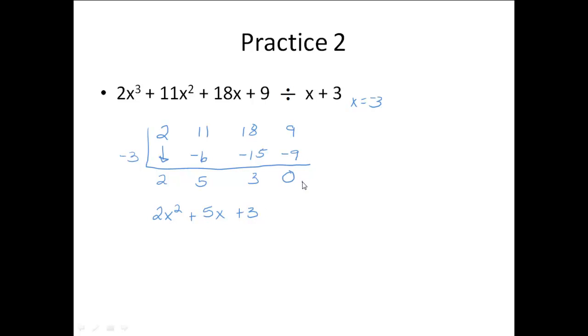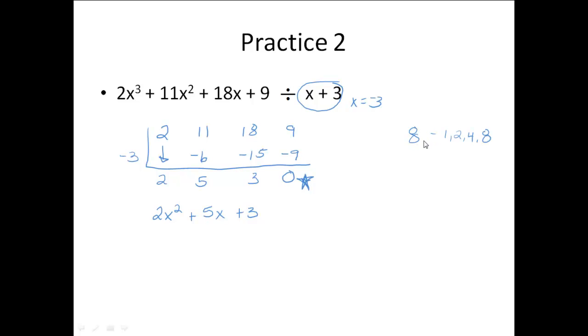Now notice this one turned out to be very, very special. Our remainder turned out to be 0. What that means is that we have found a factor. Because think about, if I asked you what the factors of 8 were, you would tell me it would be 1, 2, 4, and 8.